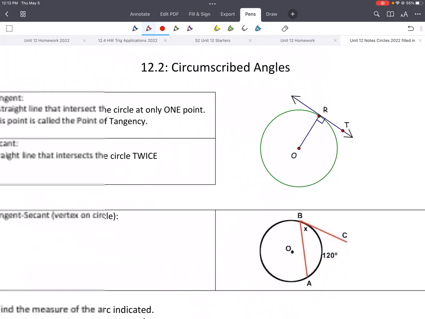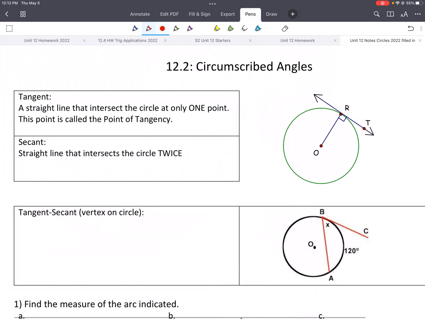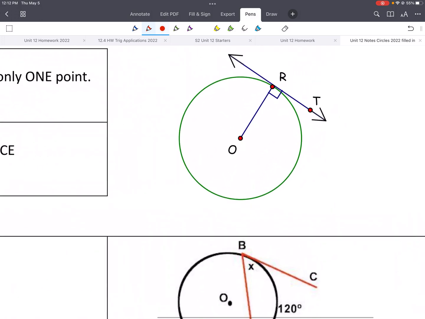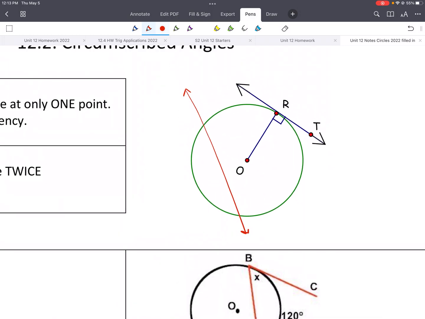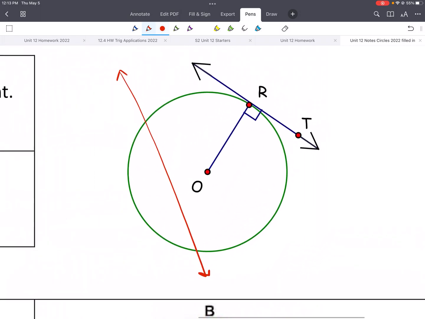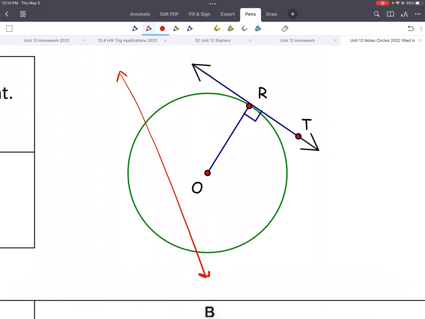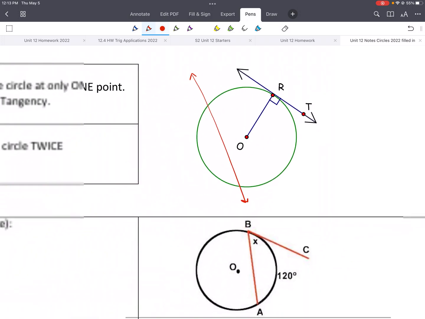All right, and then we also have secants, okay? A secant line is also a line, but instead of touching the circle one time, it will cross it two times. Okay? And if these two arrows continued going, eventually they would cross and that would make an angle. And so that's the type of angles that we're going to be trying to find. One thing that you can be aware of is that when you have a tangent, its radius is always perpendicular to that tangent line. All right.